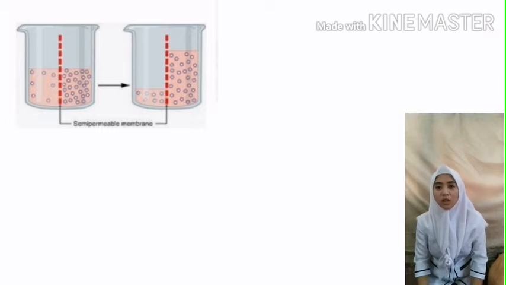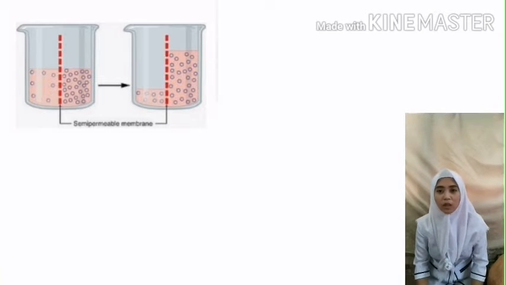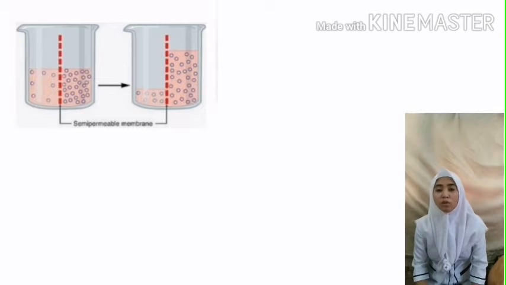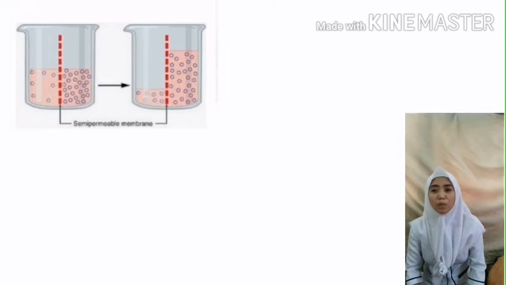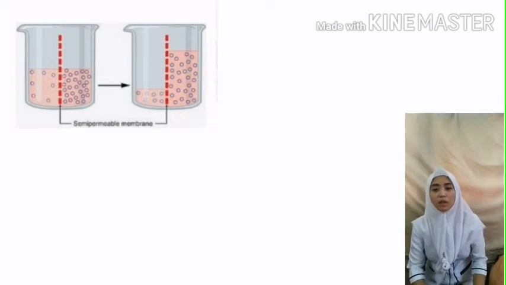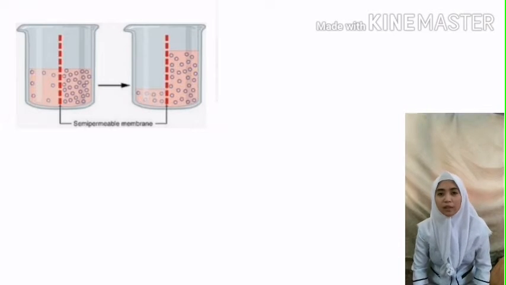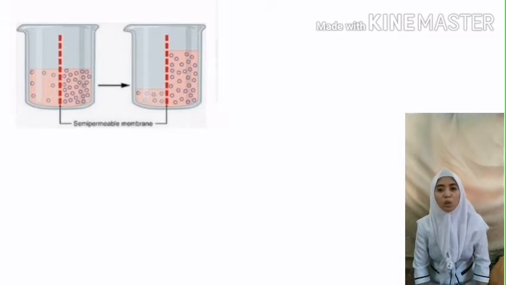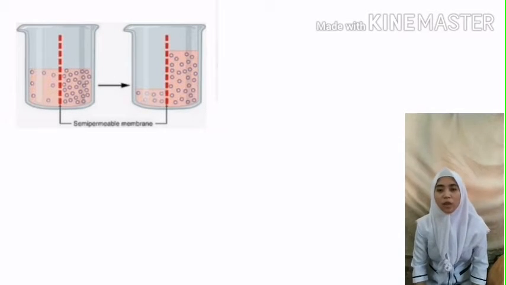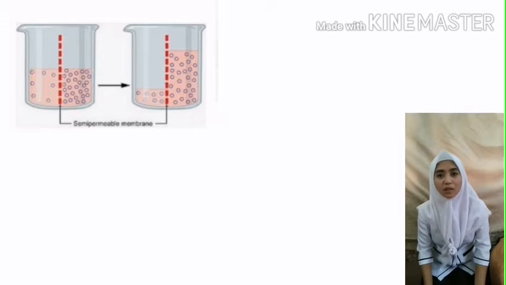So, a low concentration of water molecules. The water molecules move across a partially permeable membrane. Water molecules move randomly, so some do go back across the membrane, but the overall net effect is that there is a movement to the more concentrated side, or the side with less water, until the solutions are of equal concentration.